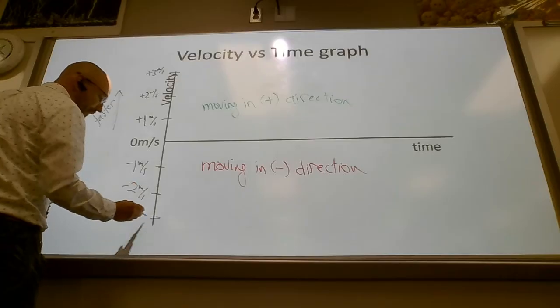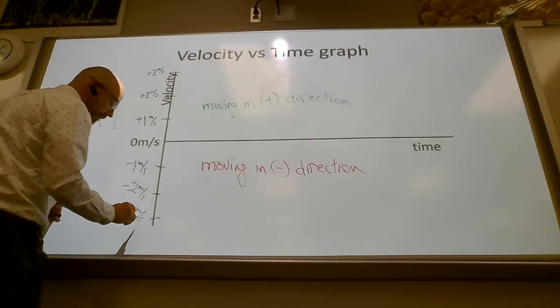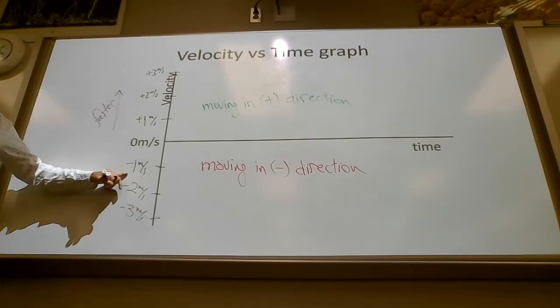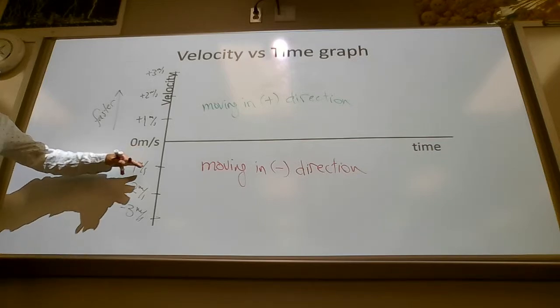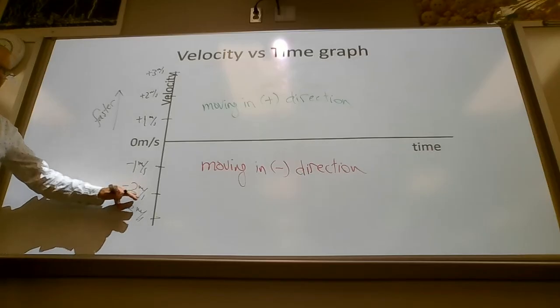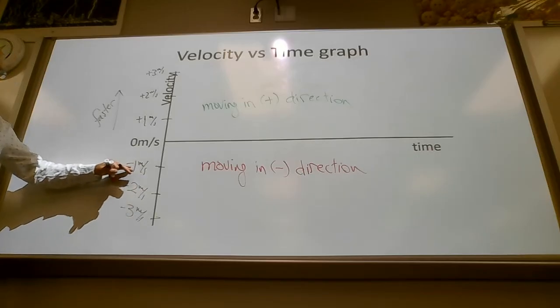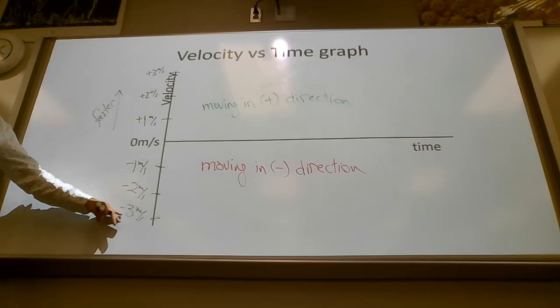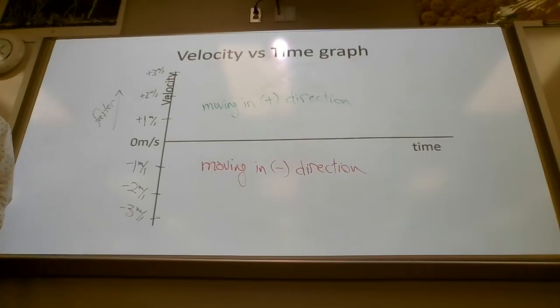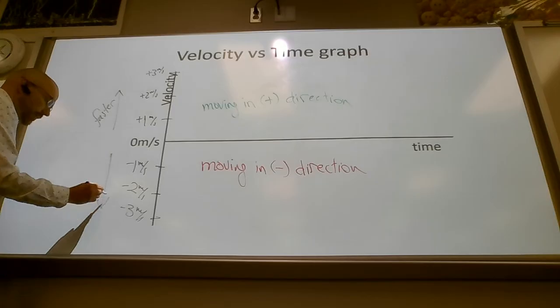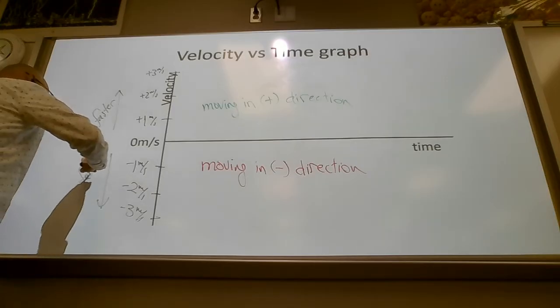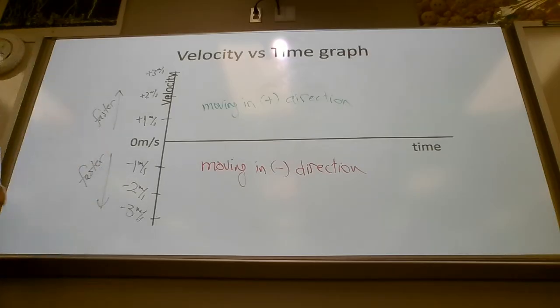We're making up values here. Is everybody okay with this? Negative 1, negative 2, negative 3, okay? As you go down this way, your speedometer is going 1 meter a second, 2 meters, it's getting faster in the negative direction. So, as you go this way, it also gets faster. That is not intuitive.